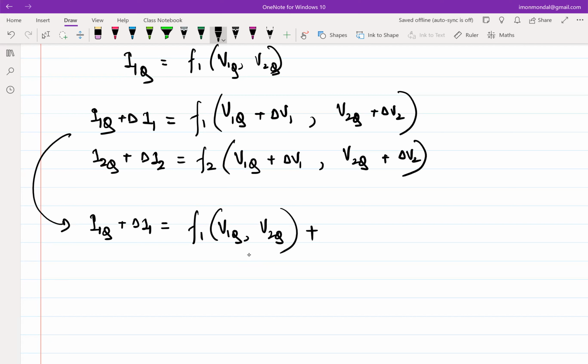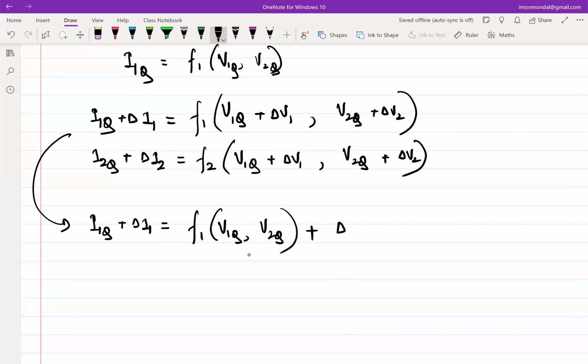Then the second term is, now things get interesting because I have two variables, right? So what should I do when I have two variables? I'll assume that one variable is constant, the other changes its effect, and then I should assume the other one. So let's do that in this case.